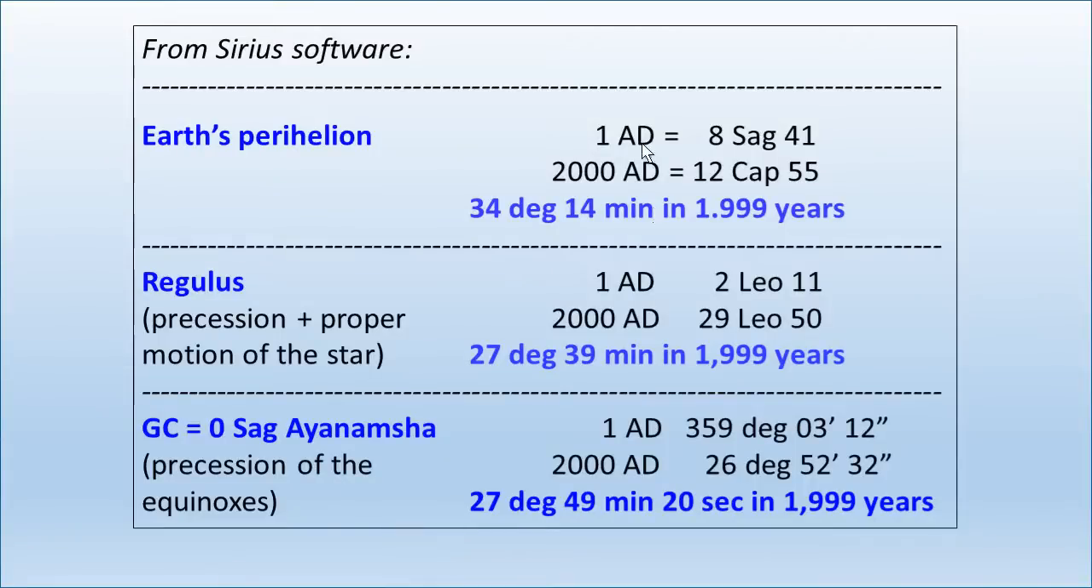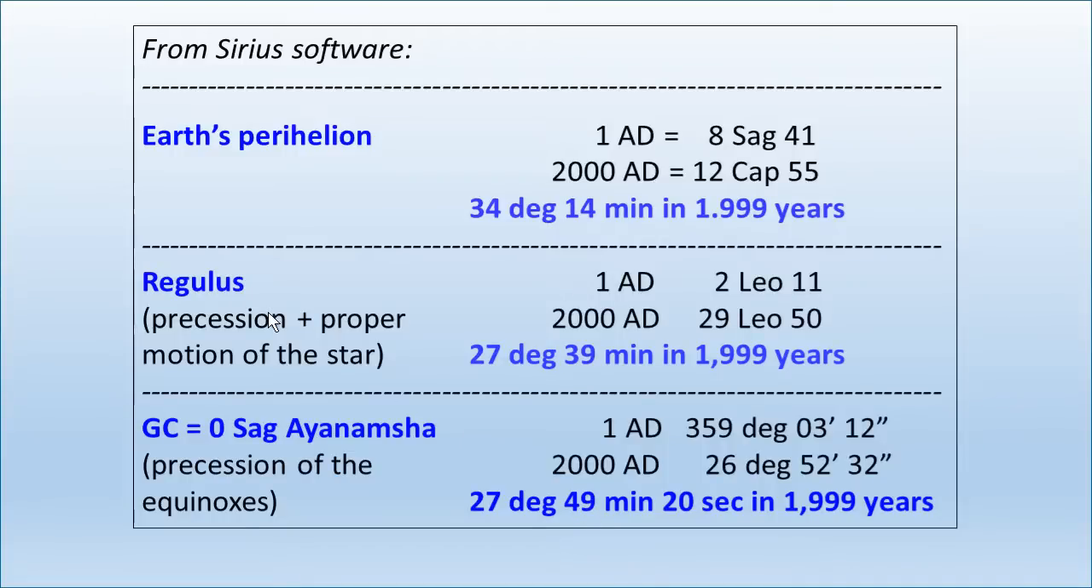And here's what I noticed. That in these 1,999 years, almost 2,000 years, Regulus, I just picked Regulus, it's a big star, and I picked the galactic center. They move almost the same. Regulus moves 27 degrees, 39 minutes. Galactic center moves 27 degrees, 49 minutes. It moves about 10 minutes more than Regulus.